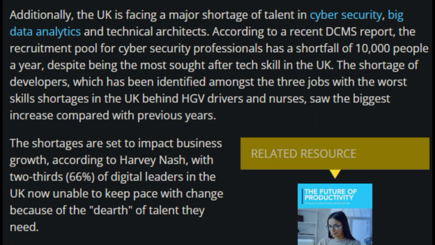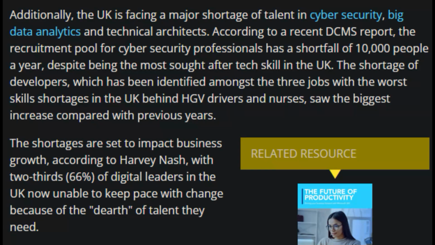Coming from ItPro again, additionally, the UK is facing a major shortage of talent in cybersecurity, big data analytics, and technical architects. According to a recent DCMS report, the recruitment pool for cybersecurity professionals has a shortfall of 10,000 people a year, despite being the most sought-after tech skill in the UK. The shortage of developers, which has been identified amongst the 3 jobs with the worst skills shortages in the UK, behind HGV drivers and nurses, saw the biggest increase compared with previous years. So essentially what they're saying is less and less people are being in that job market.